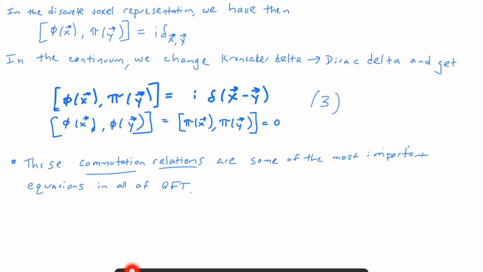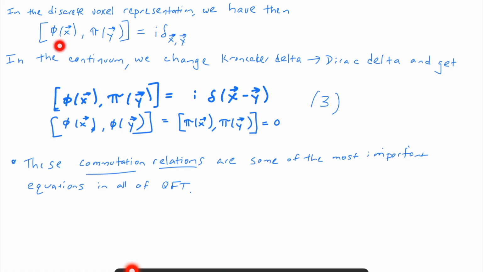Okay, so after that mathematical interlude, we still continue our lecture. This is the end of the slide from the lecture just before the mathematical interlude. In the discrete voxel representation, remember that we've now shown that this is how we set up our quantum field theory commutation relations.